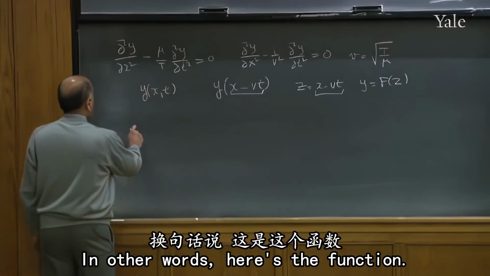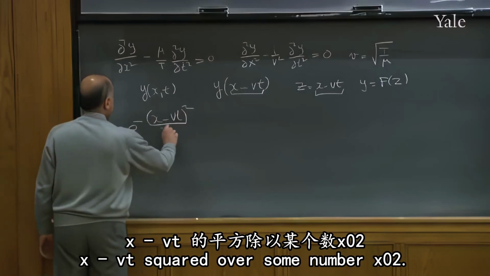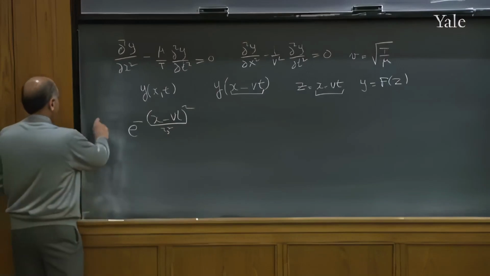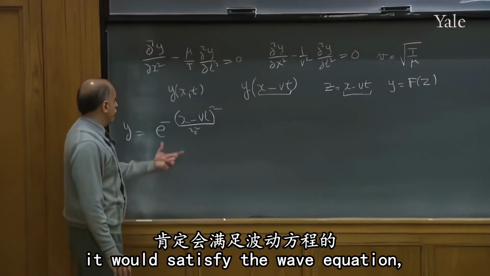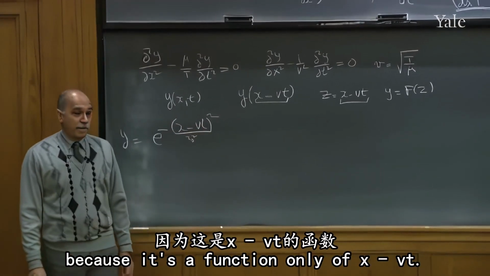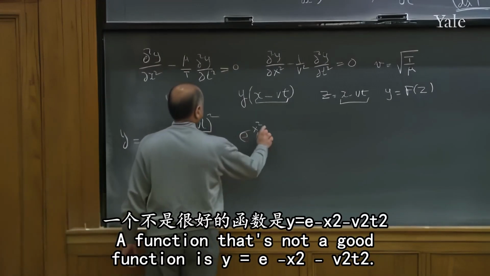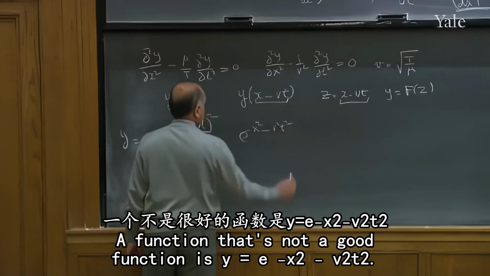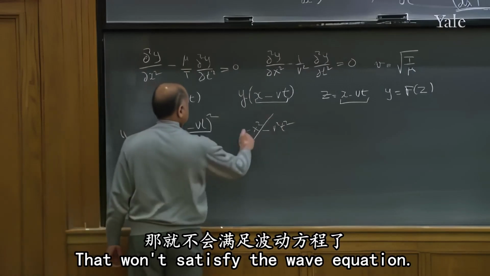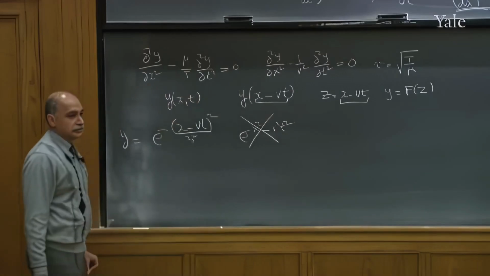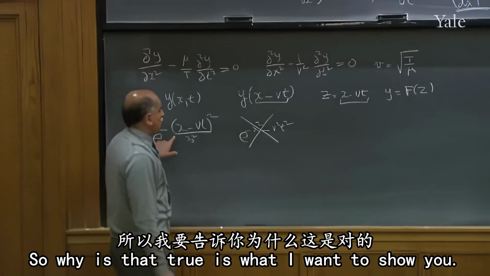In other words, here's a function. You don't even have to think. (x minus vt) squared over some number, x naught squared. That's a completely good solution to the wave equation. I guarantee you if you took this, it'll satisfy the wave equation because it's a function only of x minus vt. A function that's not a good function is y equal to e to the minus x squared minus v squared t squared. That's not a function of x minus vt. That won't satisfy the wave equation. So why is that true? Why is this true? That's what I want to show you.